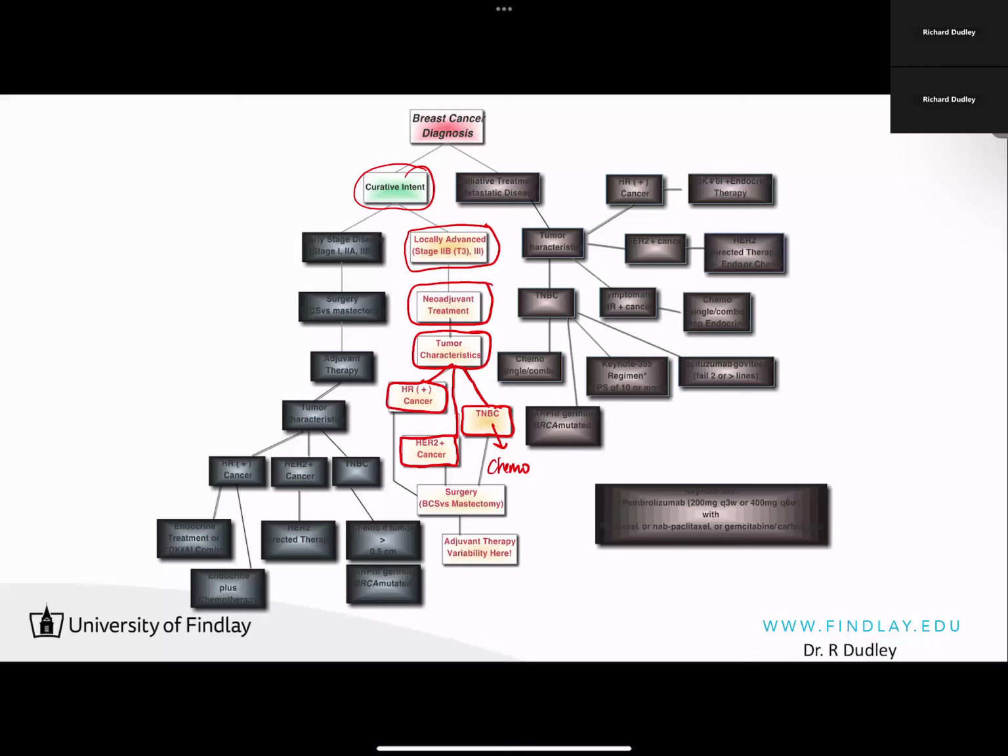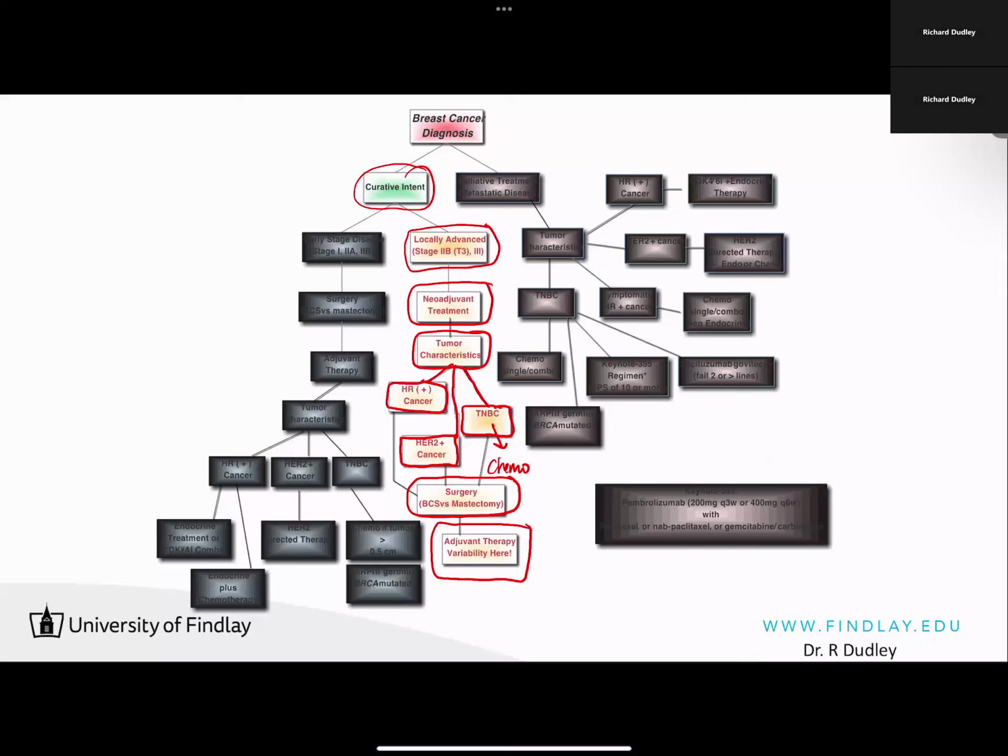Endocrine therapy takes time. It takes a lot of time, right? So nonetheless, we give them neoadjuvant therapy. We shrink that tumor down. We afford the patient then the ability to have a lumpectomy over a mastectomy. And then we have to make considerations for adjuvant therapy in the locally advanced setting. And there's a lot of variability here depending on the tumor characteristics.